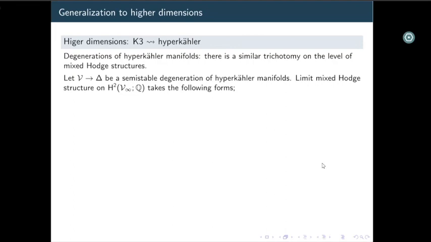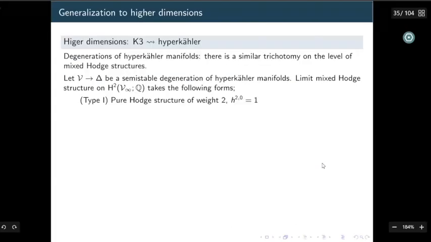Okay, so you get the following types of limit mixed Hodge structures, depending on the types of degenerations. In type 1, if your monodromy action on H2 is trivial, the monodromy breaks up the same way as it did in the K3 case. The action of the log of monodromy, the structure is exactly the same. So that's what I'm referring to with these types here.